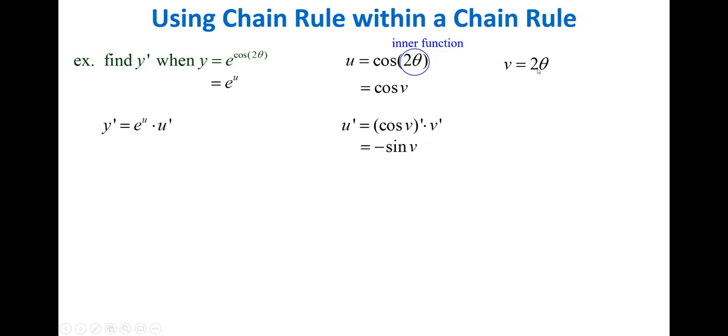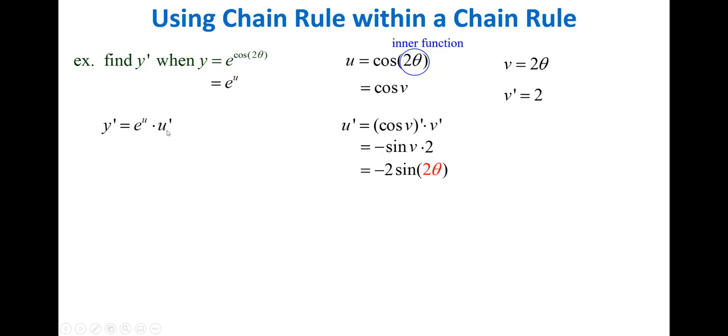V prime, this would just be 2. Again, think of this as 2x. And so I'll put the 2 here. And this is a coefficient. I can just put this in front. It'll be negative 2 sine of v. And I'll plug in for v. It becomes negative 2 sine of 2 theta.